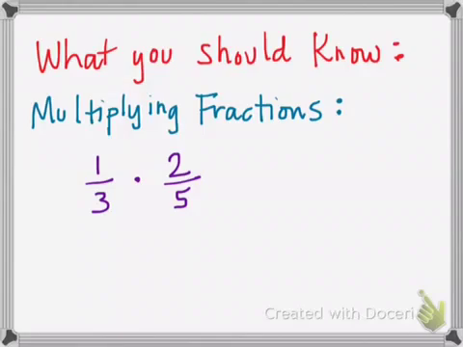1/3 times 2/5. I know that when I multiply fractions, I just multiply the numerator times numerator, denominator times denominator. So 1 times 2 I know is 2, and then 3 times 5 I know is 15. So I just multiply across. 1/3 times 2/5 is 2/15.